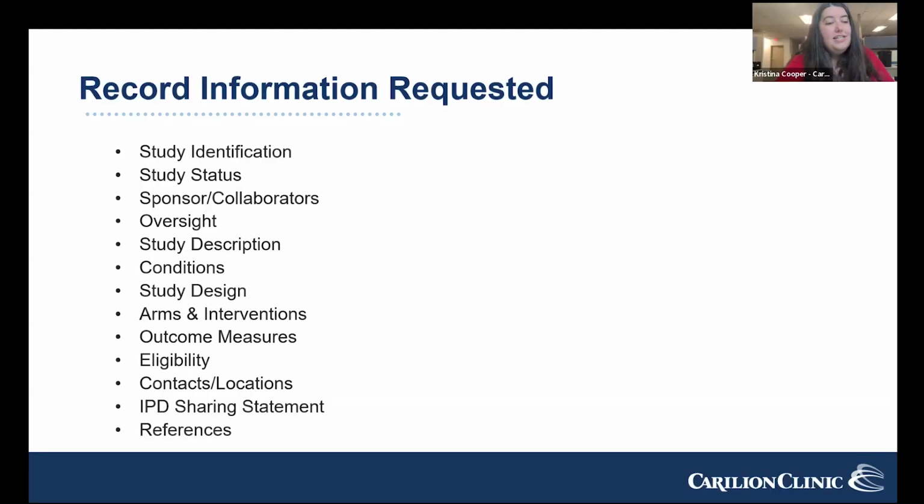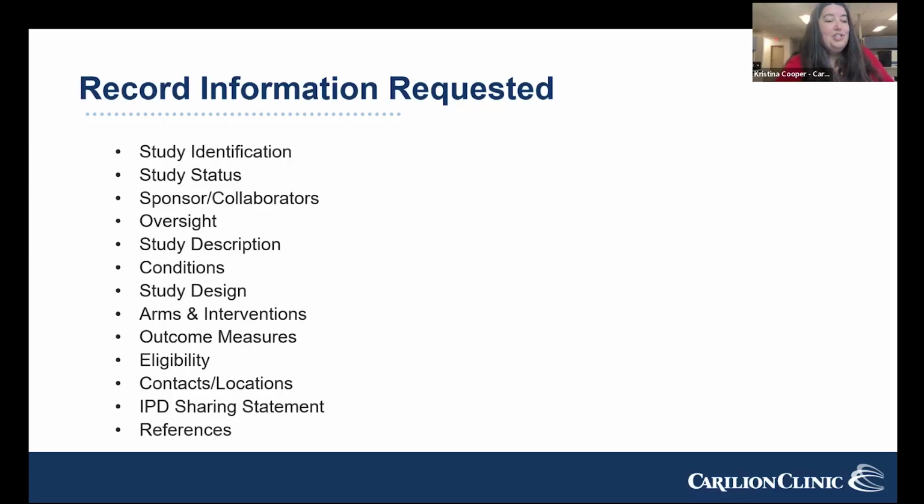Your contacts and locations, again, that's where we're going to be found. If we're doing an industry sponsored clinical trial, that's where your location would be listed. You can have yourself as the PI listed as the contact, or if you have a clinical research coordinator or somebody else that's assisting you with the study, they can be listed and you can provide their information.